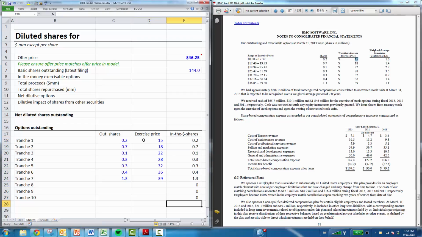Just put that border back on, and let's sum up all of this. So here, since the exercise prices are all less than the offer price, everything is in the money. So in the money exercisable options, we just reference from here. Total proceeds, this is going to be a sumproduct function because every one of these batches is in the money, so we want to take sumproduct.